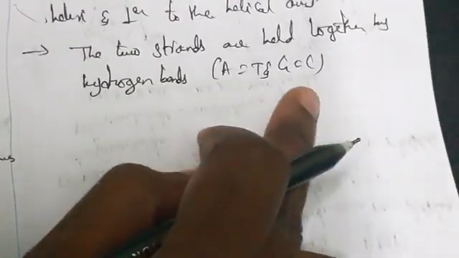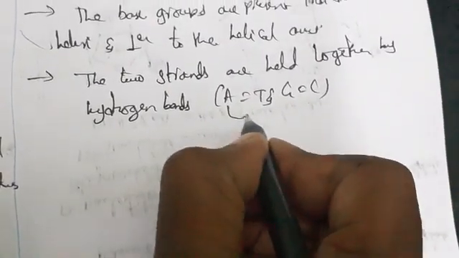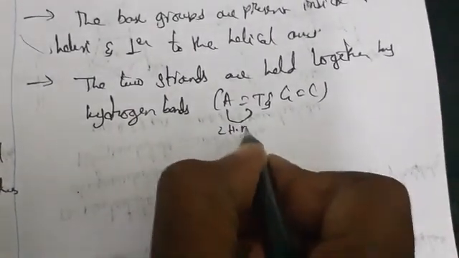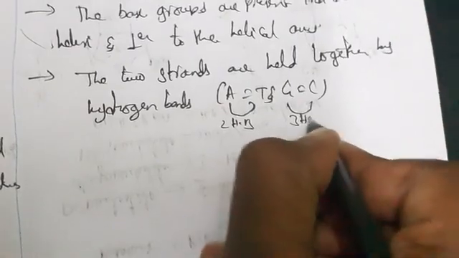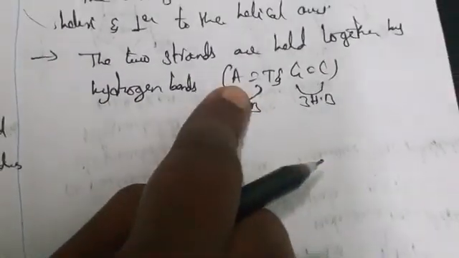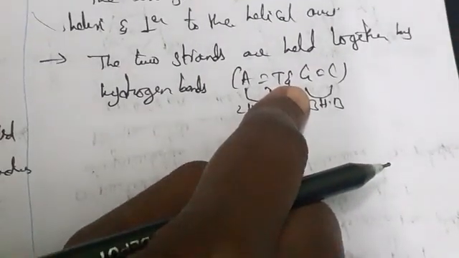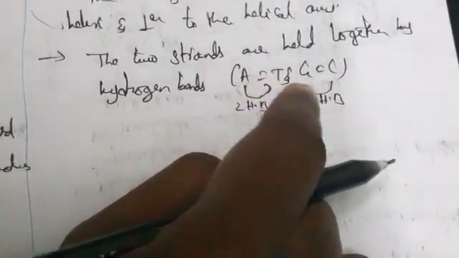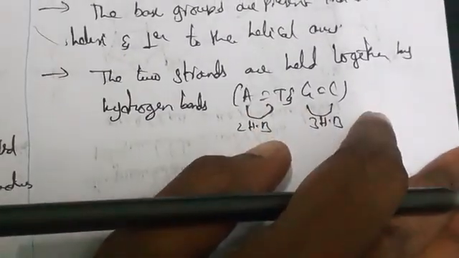A forms hydrogen bonds with T, and G forms three. So A will form 2 hydrogen bonds with T, and G will form 3 hydrogen bonds with C. A does not pair with C, and G does not pair with T. The length of all these hydrogen bonds is similar, and DNA rotates at both sides, that is, the right hand side and also the left hand side.